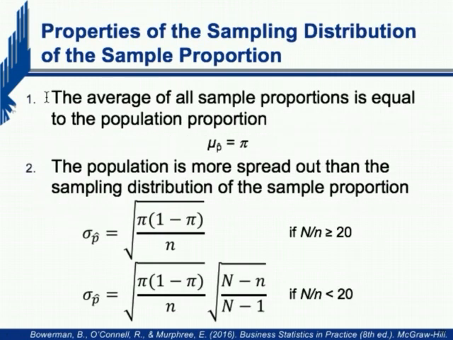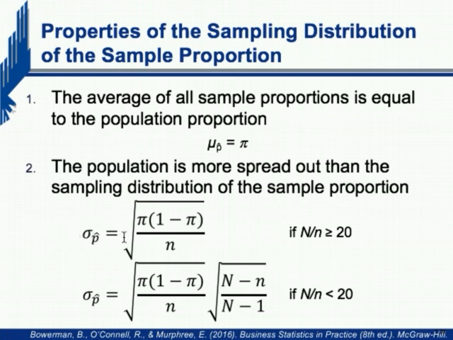And these are the properties of the sampling distribution of the sample proportion. So similar to the first property of the sampling distribution of the sample mean, the average of all possible sample proportions, or mu sub p hat, is equal to the population proportion pi itself. So again, once you've computed for all the possible values for p hat, and you compute for the average of all those p hats, you'll see that the average of all the p hats will be equal to the proportion from the population.